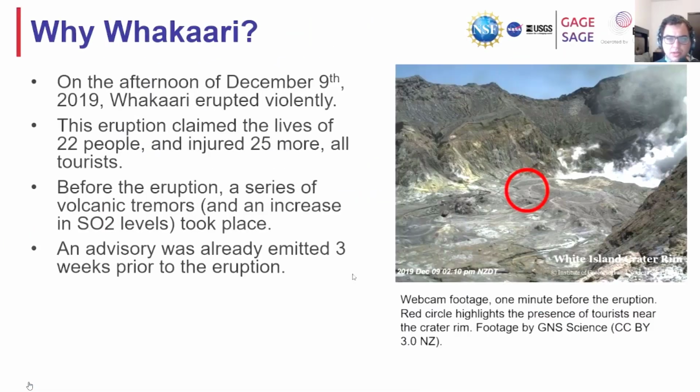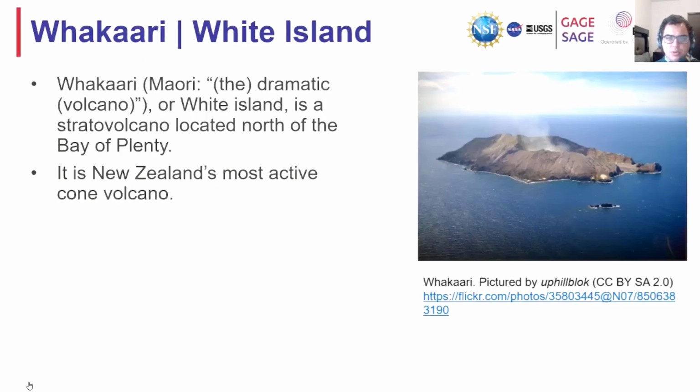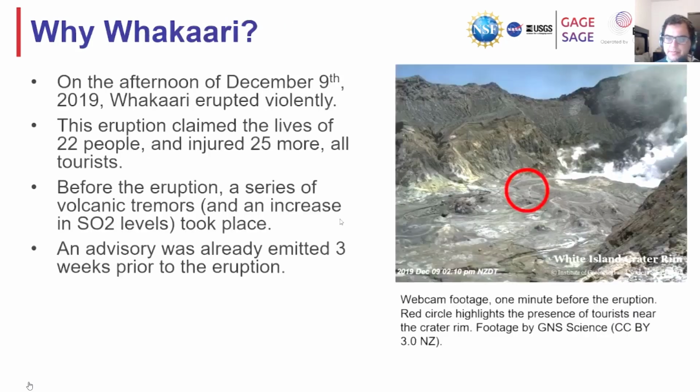So, what is Whakaari? Whakaari, or White Island, is a stratovolcano located north of the Bay of Plenty in New Zealand. It is New Zealand's most active cone volcano and is predominantly made of andesite. Whakaari is important because of its notoriously violent eruptions, such as the one that happened on December 9, 2019. This eruption claimed the lives of 22 tourists and injured 25 more.